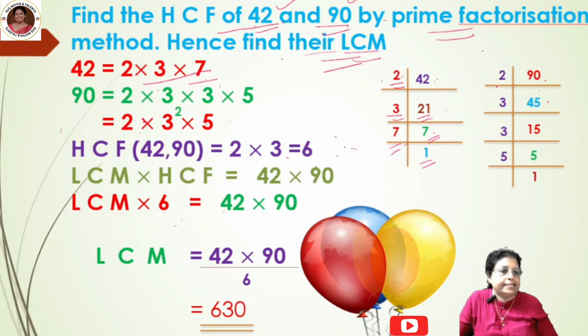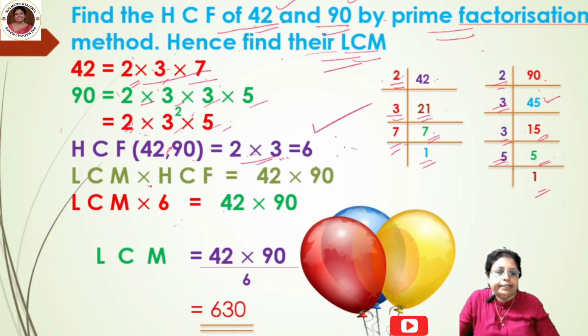Okay. Then 90 is divided by 2. You will get 45. It is divided by 3. Then you will get 15. 15 is divided by 3. You will get 5. 5 is divided by 5. You will get 1. Factors are 2 times 3 times 3 times 5. That is 2 times 3 square times 5. So HCF of 42 and 90, you list the common factors only. 2 is common. 3 is common. 7 and 5 are not common factors. So 2 times 3. The least power is 1 here. Okay. So 2 times 3, 6 is the HCF.